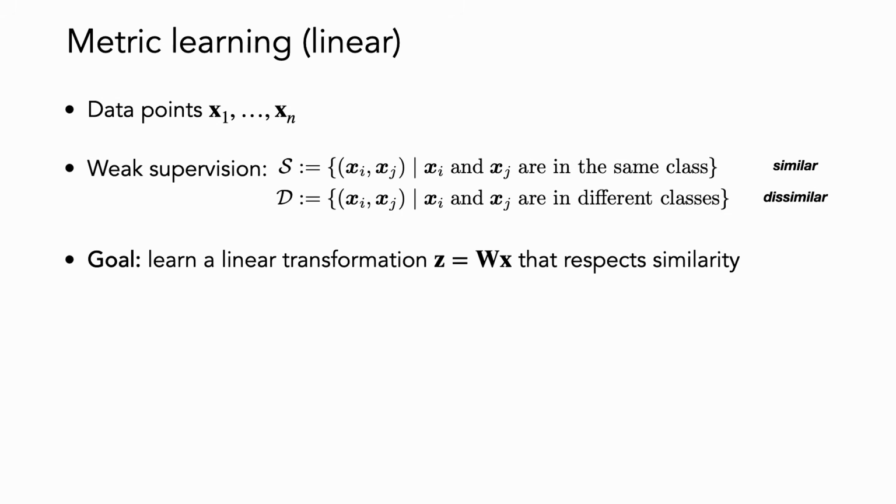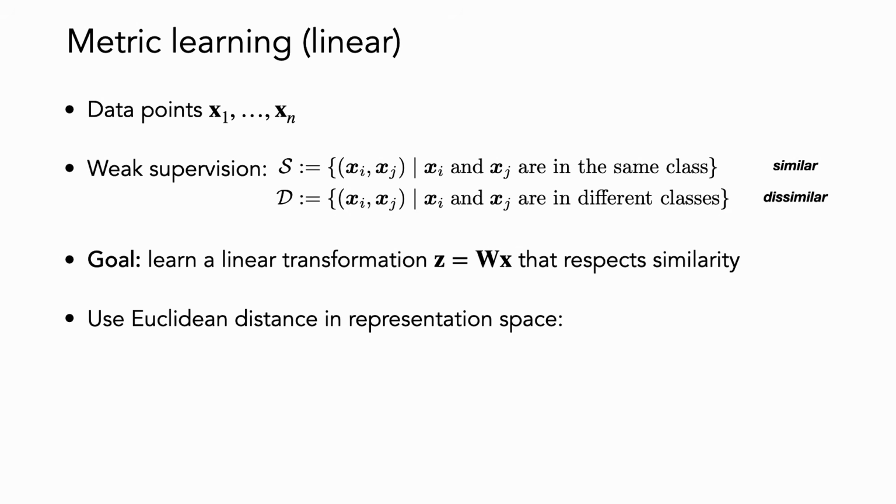We just have supervision in terms of which pairs are in the same category and which pairs are in different categories, right? So we have some set of similar pairs and some set of dissimilar pairs. And our goal is to learn a linear transformation, z equals Wx. So essentially, we're trying to learn this matrix W that will respect this similarity.